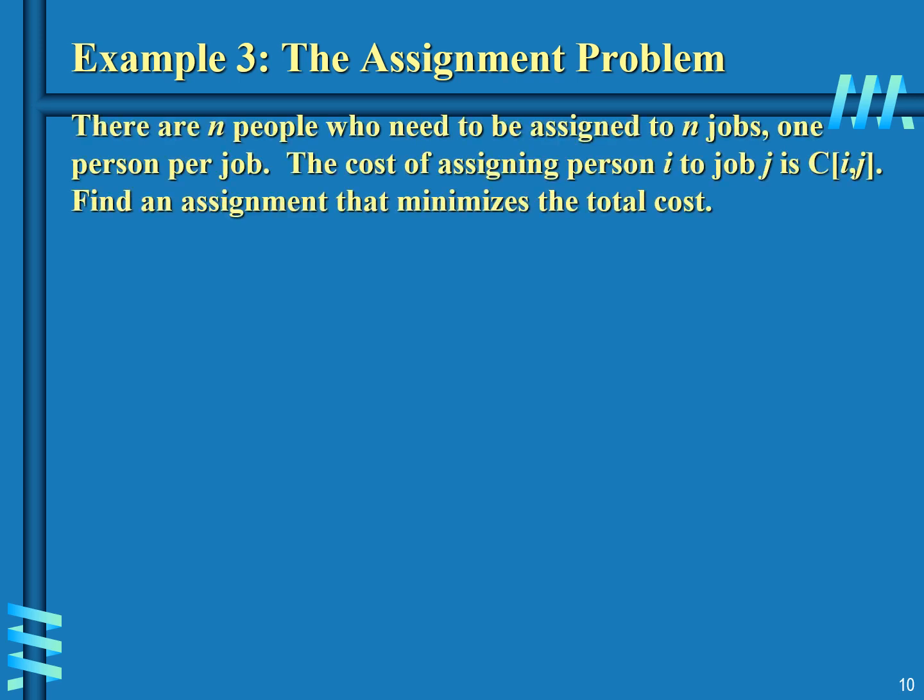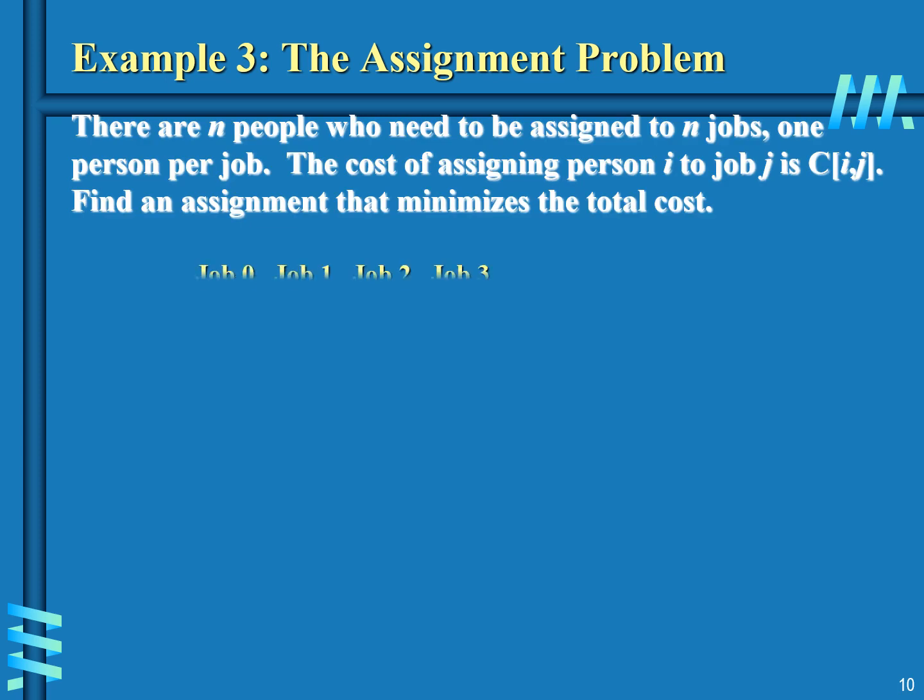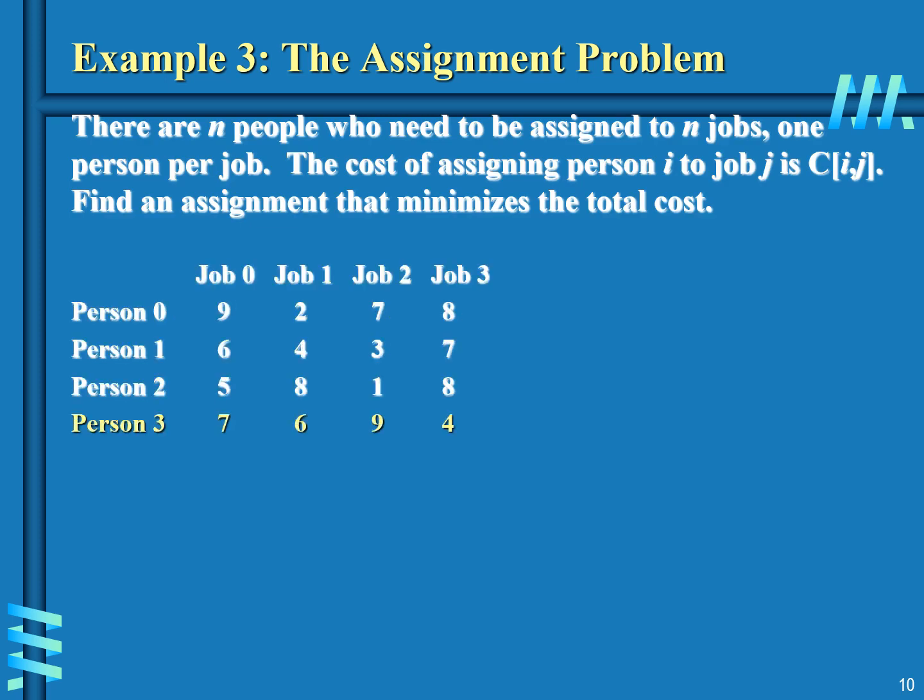The next problem is the assignment problem. What is the assignment problem? There are n people who need to be assigned to n jobs, one person per job. The cost of assigning person i to job j is C of ij. Find an assignment that minimizes the total cost. So for example, if you consider these 4 persons and 4 jobs.